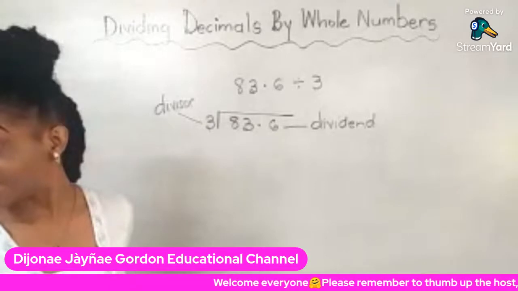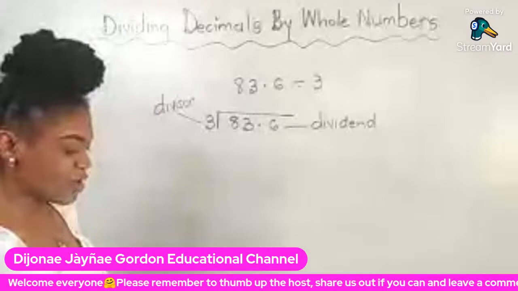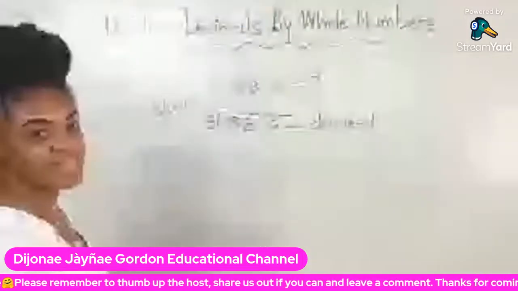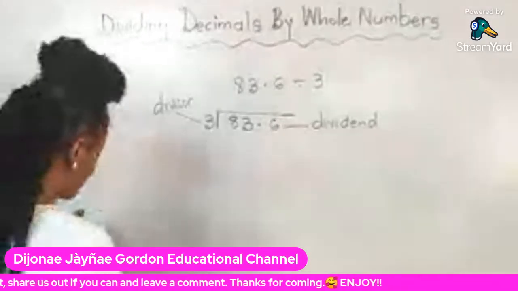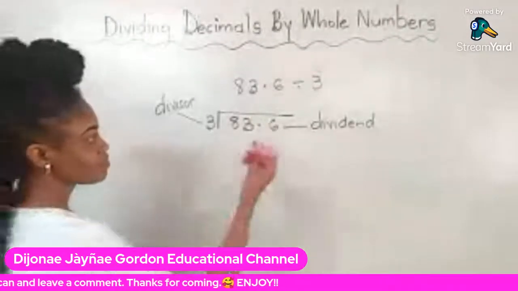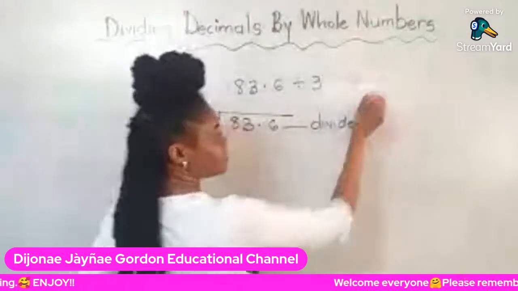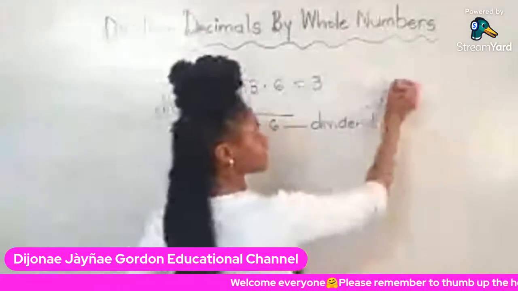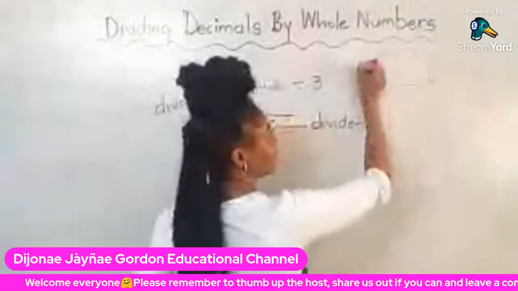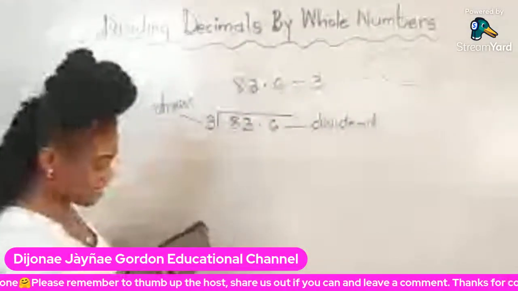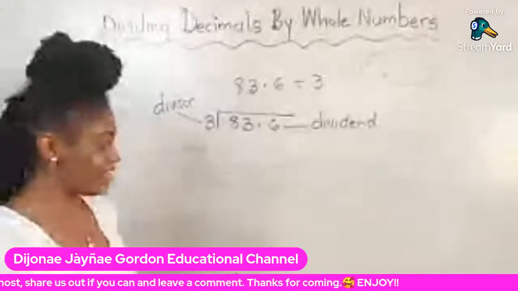Let's do the first thing. When we are doing division, there are some steps that we must follow. The first thing we are going to do is divide. Then we're going to multiply. Then we're going to subtract. We're going to bring down, and we're going to start the process all over. And of course, we're going to repeat. So let's go right ahead and start.